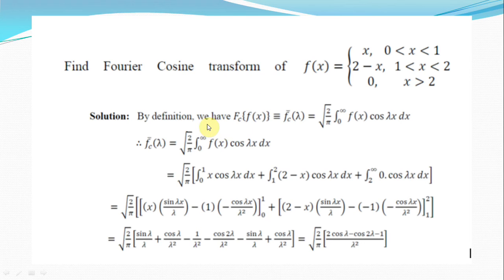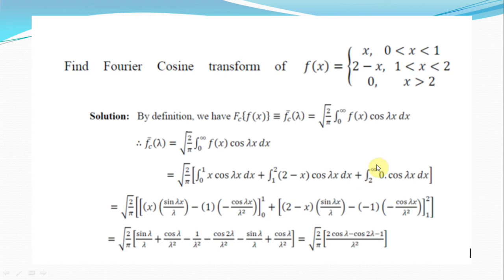So first write the formula for the Fourier cosine transform. Fc of f of x is equal to root of 2 by pi integral 0 to infinity f of x into cos lambda x dx. And since the function f of x takes three different values in the three intervals, we will split this integral 0 to infinity into 3. First is from 0 to 1, second from 1 to 2, and third from 2 to infinity. And in these integrals, the function takes the values x, 2 minus x, and 0 respectively.